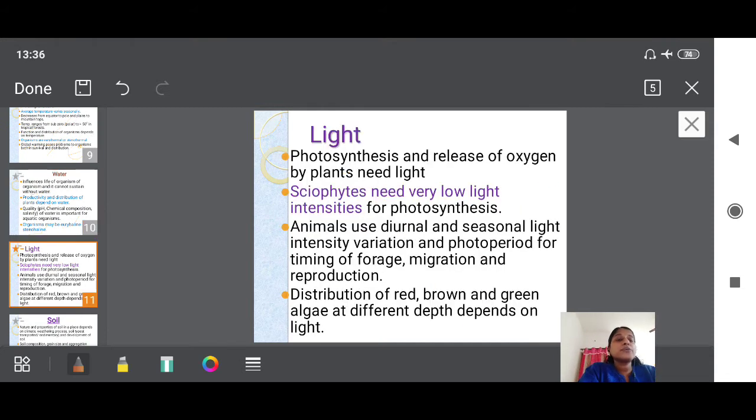Next factor we are going to discuss is light. So light is a very important factor. As we all know, for photosynthesis, light is playing a major role, we call it a major raw material for photosynthesis, okay. So there are two types of plants, heliophytes and sciophytes. Heliophytes can take much amount of sunlight, no problem. But sciophytes, they need very less intensity of light.